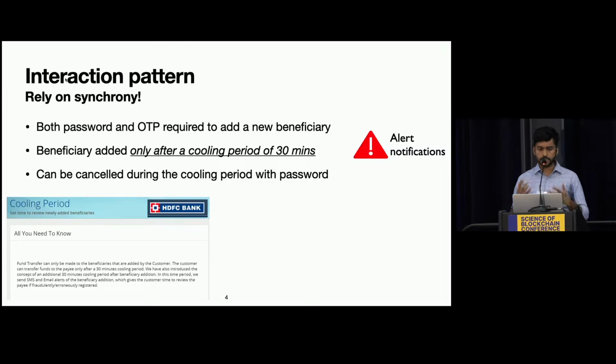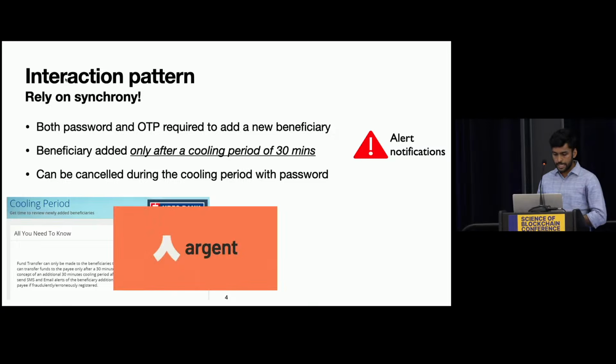As you can imagine, this relies on some sort of synchrony assumption, because if the user is unable to respond to the alert notification that the bank has sent within that period of 30 minutes, then this scheme doesn't make any sense. But if we can make certain synchrony assumptions, it appears that we can get more security out of our system. And in fact, this pattern is so widely used that there are many crypto wallets that already use it. Argent crypto wallet is one example of a wallet that uses it.